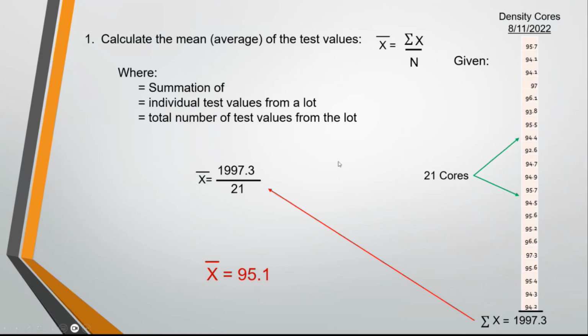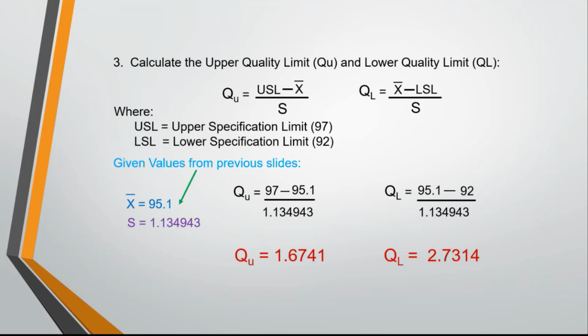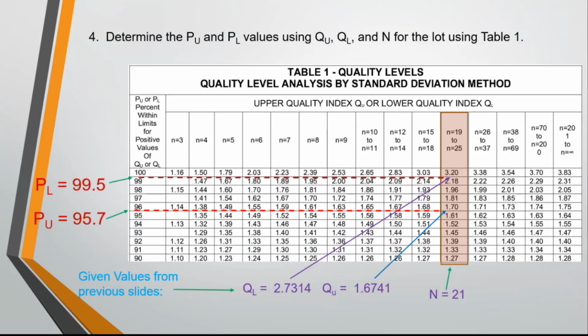This goes over how to calculate your mean for the test values. Here you see we have a mean of 95.1. And this is how to calculate your standard deviation. Honestly, you don't have to do this by hand because the workbook will do that for you. There's some more information on how to calculate the upper quality limits and lower quality limits. And here's the table that you need to use to determine your PU and PL values. That shows how to use the table.